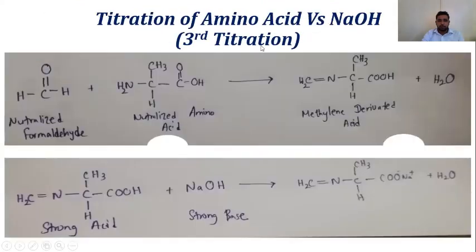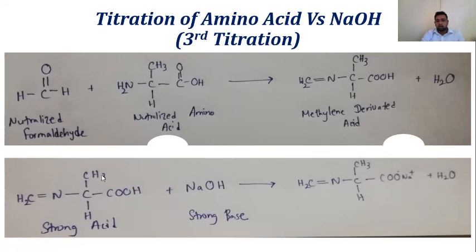So I will move back to the reaction equations. You can see that in the burette we have taken sodium hydroxide. When we know the amount consumed in this titration, we know the moles of sodium hydroxide consumed to react with the strong acid, the methylene derivative amino acid. What is the stoichiometry between sodium hydroxide and the methylene derivative amino acid? 1:1. Okay.